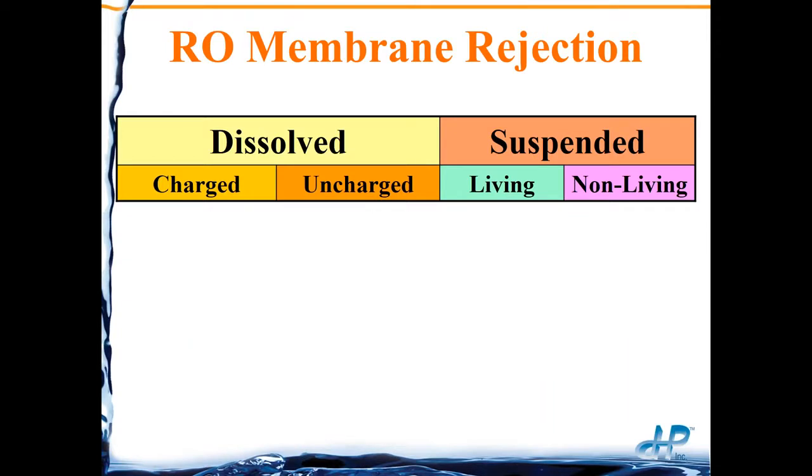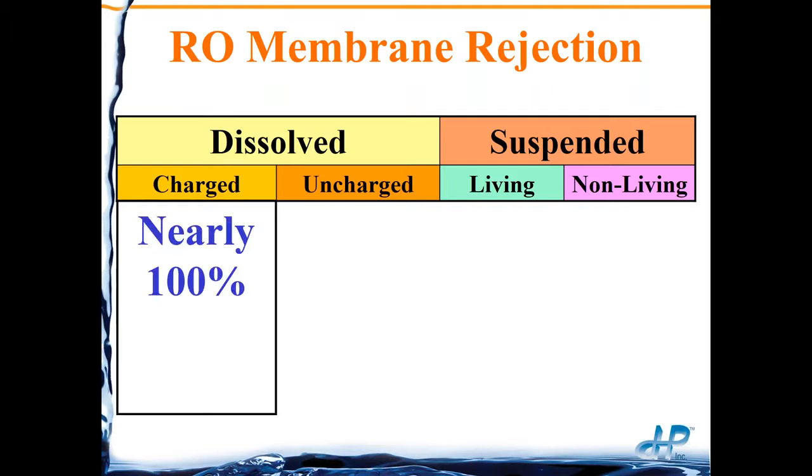So contaminants can be divided into dissolved, these would be very tiny, and suspended, these would be particles. We can subdivide dissolved contaminants into charged and uncharged. We can subdivide suspended contaminants into living and non-living.